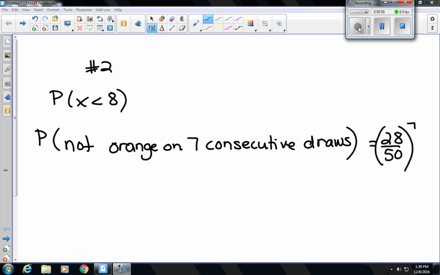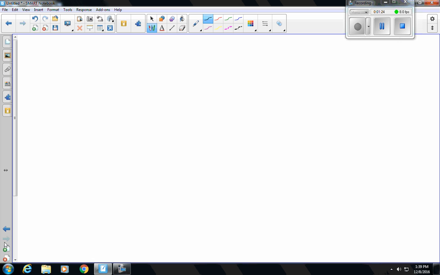But the question says, what is the probability that it will take less than 8 draws? So what I've just done is the complement. So I need to do 1 minus 28 over 50 to the 7th power, and that is 0.983. Got it? Got it. Okay, so number 3.